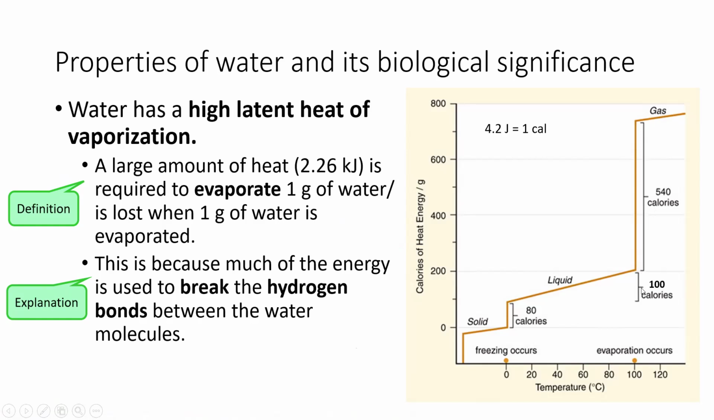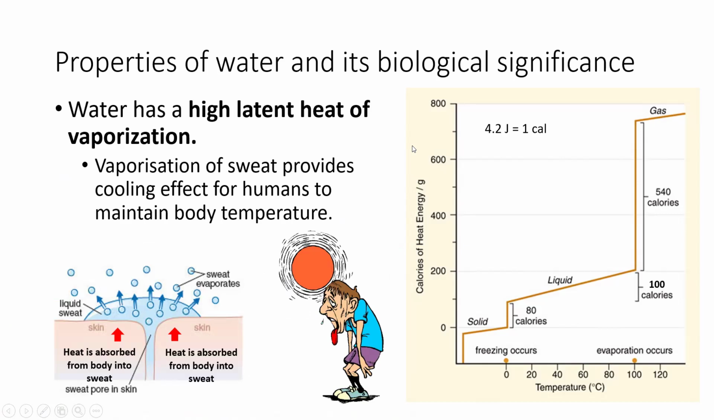So this requires much more energy compared to within the liquid, just to break the hydrogen bonds in the water. You can see here it is 100 calories for the specific heat capacity, and then the latent heat of vaporization requires 540 calories. So you can multiply by 4.2 to get it in joules. The vaporization of sweat provides a cooling effect for humans to maintain body temperature.